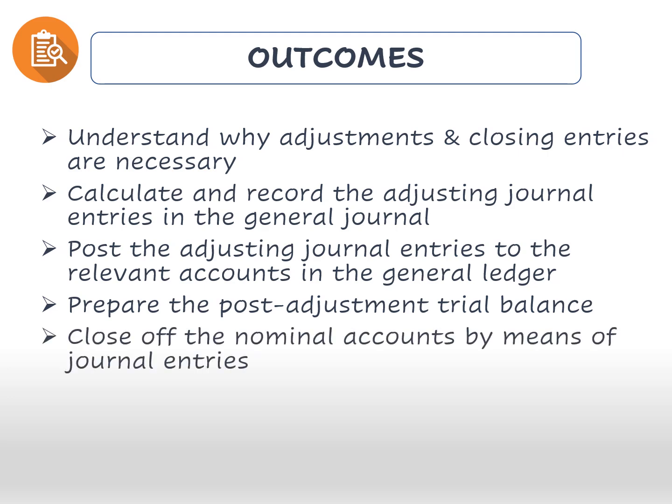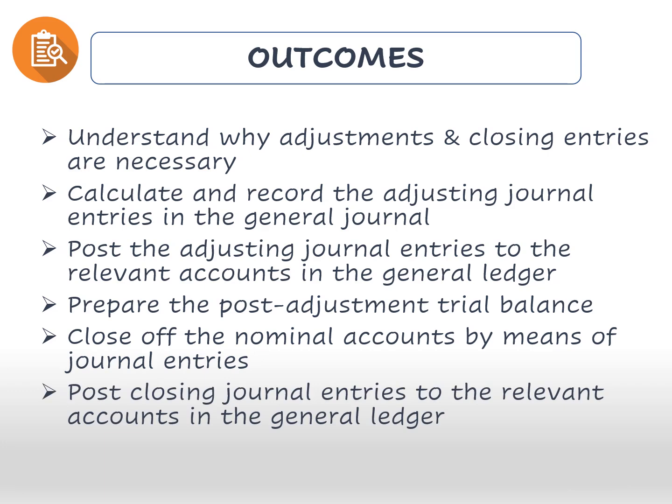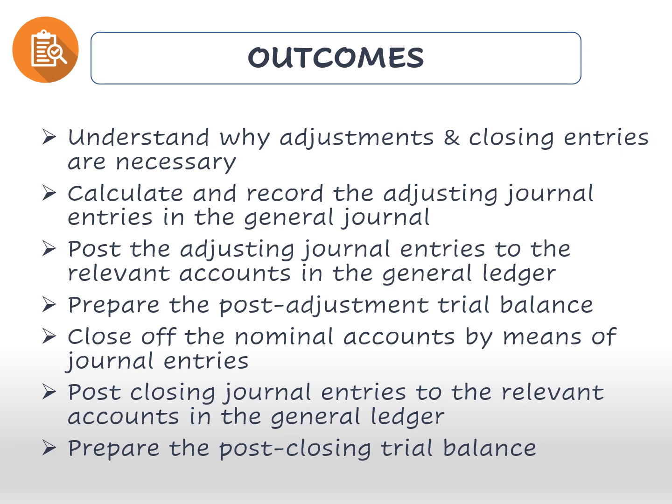Then for the next section, you need to close off the nominal accounts by means of journal entries. Nominal accounts are all the income and expense accounts. You need to post those closing journal entries to the general ledger and then prepare what we call the post-closing trial balance. So once again, the same format as for all transactions, except that here you are doing closing journal entries, then you are posting them to the general ledger, balancing those relevant ledger accounts, and then preparing the post-closing trial balance.